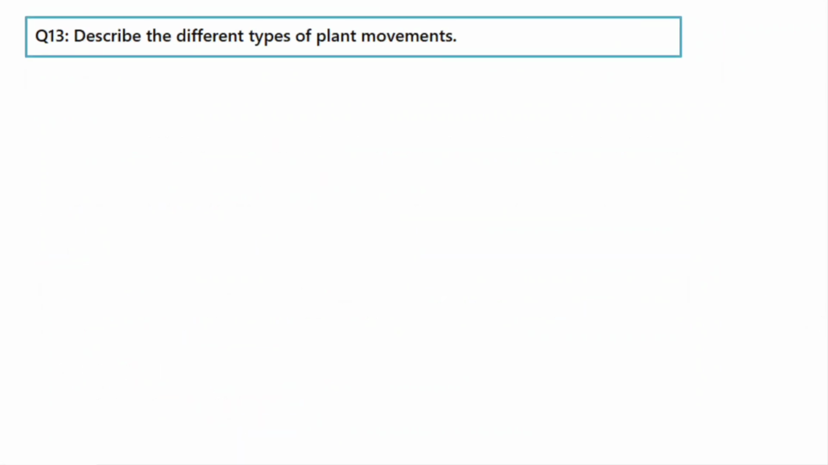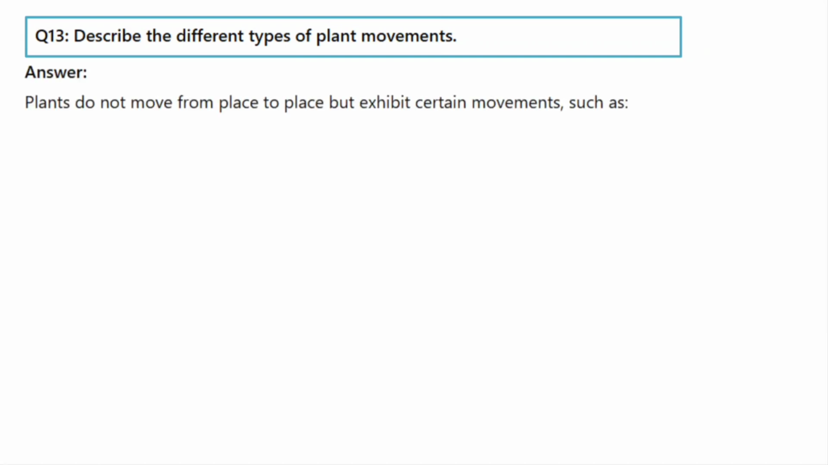Next question, describe the different types of plant movement. See, about this plant movement, exactly this term is not given in your textbook, okay, but I have just kept this question so that you can understand. Okay, because plant movement here doesn't mean that the plant will be roaming from one place to another place.